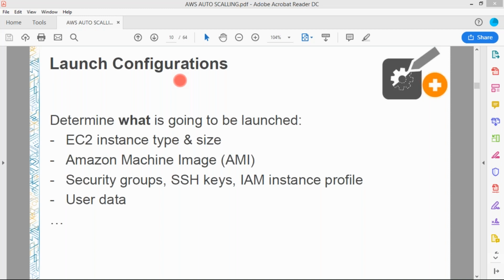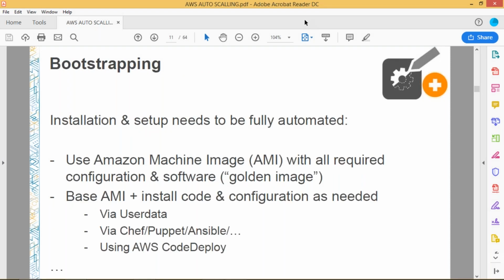So that our web servers will be created as per our instance type and sizes, and what type of images should be there inside the EC2 instances, and security groups, SSH keys, and IAM instance profile. So that's all about the launch configurations we have just been talking about. These things we have to configure. Launch configuration we have to configure before going for the further things.